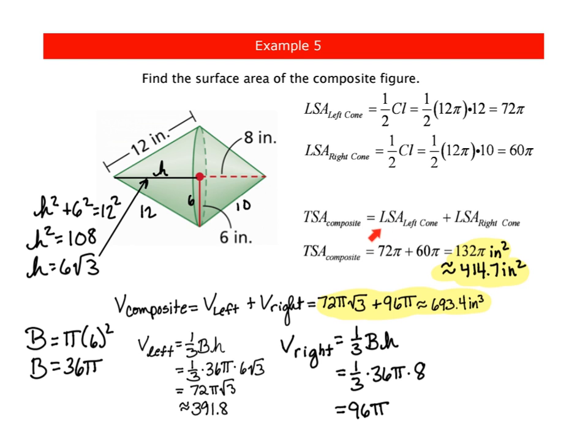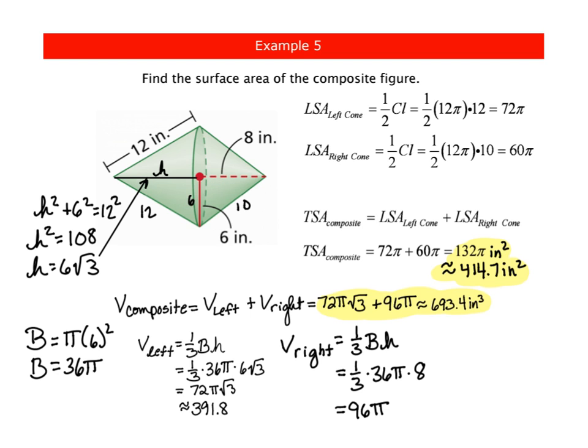They're hidden inside. So I found the lateral surface area of my left cone, which was 1/2 the circumference times the slant height, which was given. So 1/2 the circumference, 2 pi r, so 12 pi, times the slant height gives me 72 pi. My lateral surface area of the right cone, same formula, 1/2 the circumference of my base times the slant height. My slant height was not given. I found it by looking at this right triangle, which happened to be a 3, 4, 5 triangle.